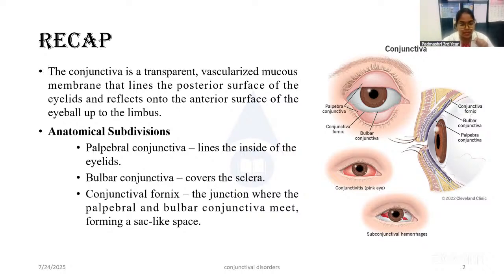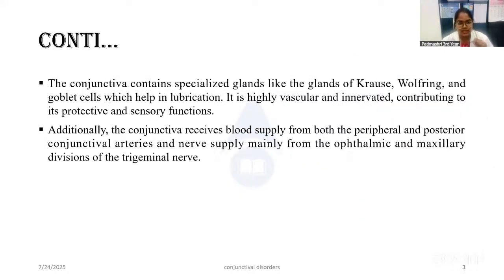Anatomical subdivision: palpebral conjunctiva, that lines the inside of the eyelid; bulbar conjunctiva, which covers the sclera; and the conjunctival fornix, a junction where the palpebral and bulbar conjunctiva meet, forming a sac-like space. The conjunctiva contains specialized glands like glands of Krause, Wolfring, and goblet cells, which help in lubrication. It is highly vascularized and innervated, contributing to its protective and sensory function.